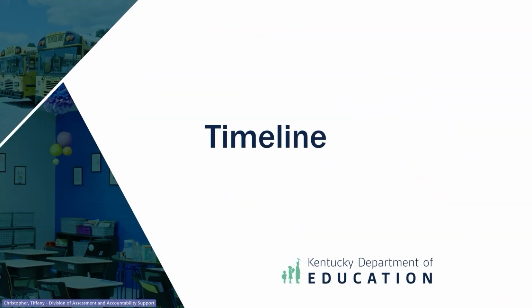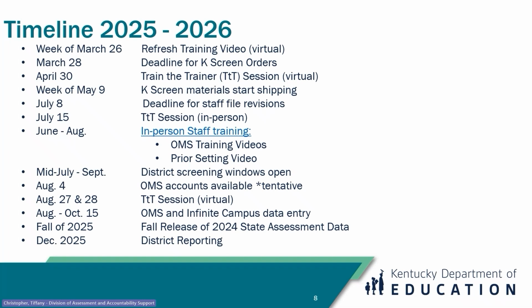Next, we're going to review the timeline. The projected shipping date for K-Screen materials is the week of May 9th, allowing training programs to begin in June. Please take note of the August 4th date. This is a projected date of when OMS accounts will be available. Please refer to DAC emails to ensure that this date has or has not changed.